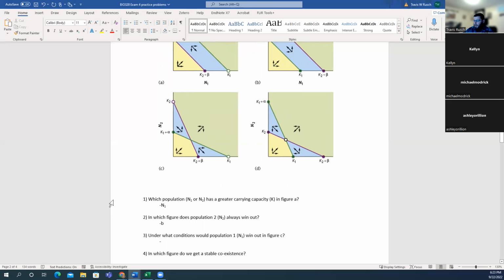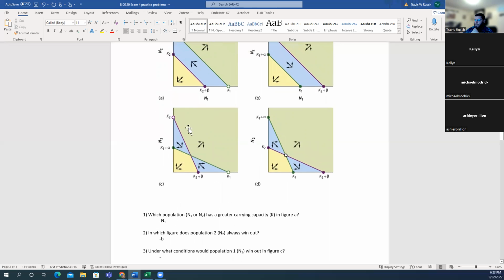Number 3. Under what conditions would population 1 win out in figure C? So we're looking right here. Where would we have to start for population 1 to win out? You have to start over to the right in the green area. So if we started somewhere over here, we would drop in this way, right? So to the right of the intersection in the green. What about in the yellow? You'd also need to start to the right of the intersection in the yellow. So somewhere down here, right? Basically anywhere we drew an imaginary line, anywhere to the right of that would be the place that species 1 would win out.